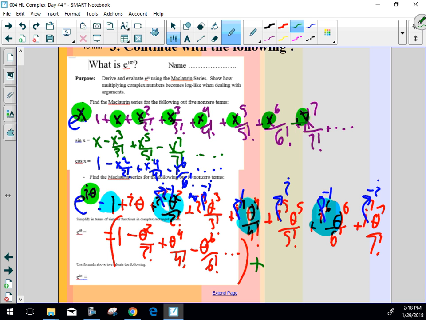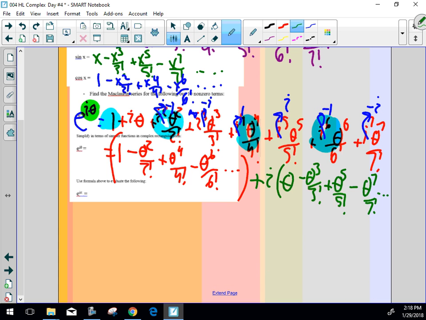That's the ones that have i's. So I'm going to take out an i. Sounds horrible, violent. You take out an i and you have theta. And then you're going to take out an i here, and you're going to get negative theta cubed over 3 factorial. Then you're going to take another i out. You're going to get plus theta to the 5th over 5 factorial, and a negative theta to the 7th over 7 factorial.